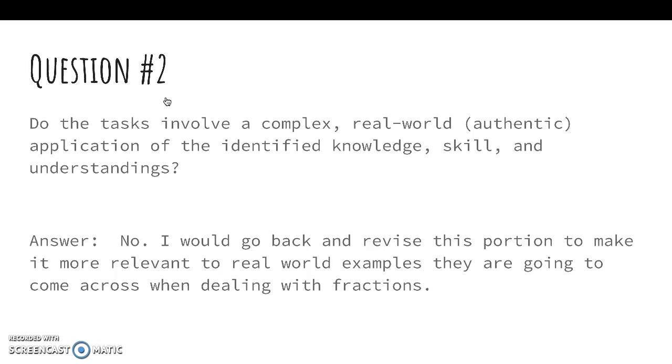But I thought that implementing that portion would be somewhat difficult going with the whole skill of converting improper fractions to mixed numbers and vice versa.